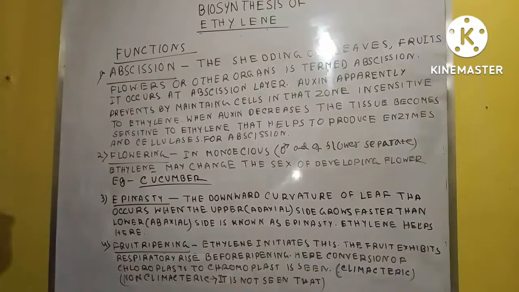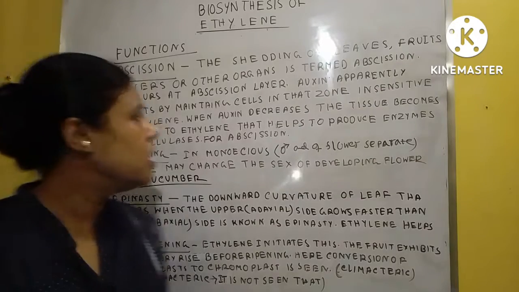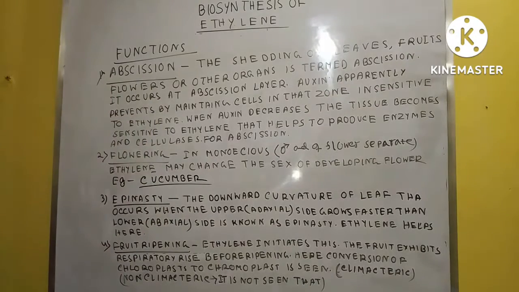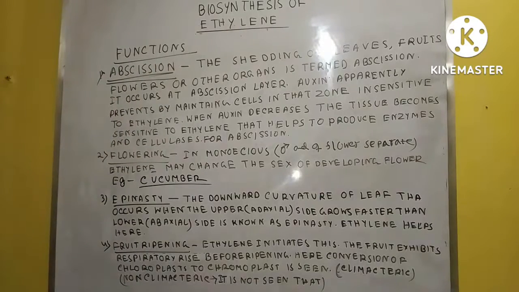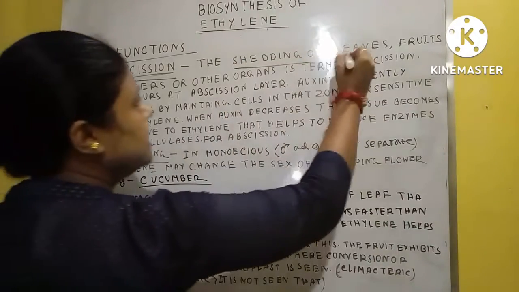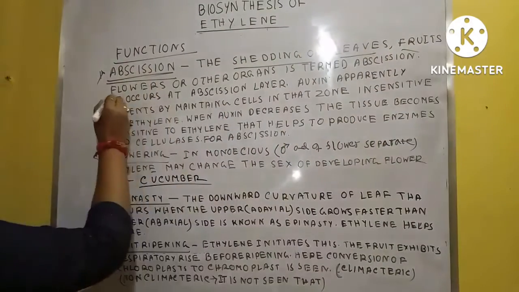Now we learn about the functions of ethylene. In the first situation, you can see the abscission process. What is called the abscission process? Abscission process means the shedding of leaves, fruits and flowers.